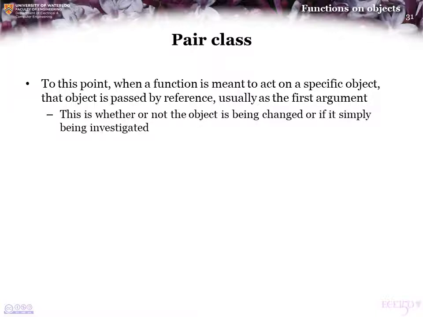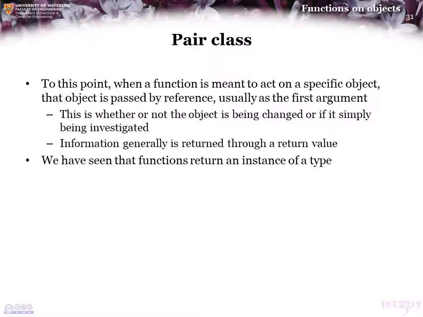Up to this point, when a function is meant to act on a specific object, that object is passed by reference, usually as the first argument of the function. This is whether or not the object is being manipulated or changed, or if it is simply being investigated or its member variables being queried. Information, however, is generally returned through a return value.